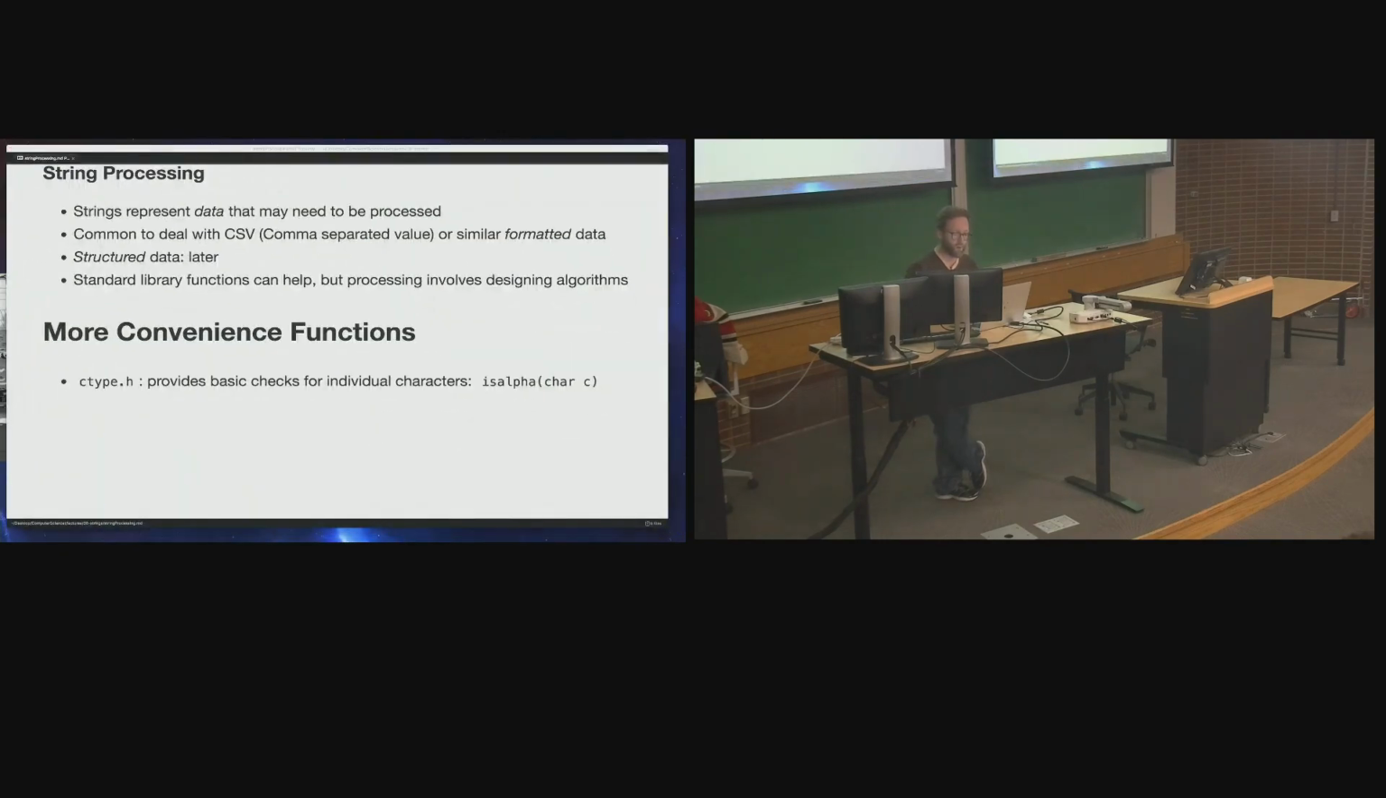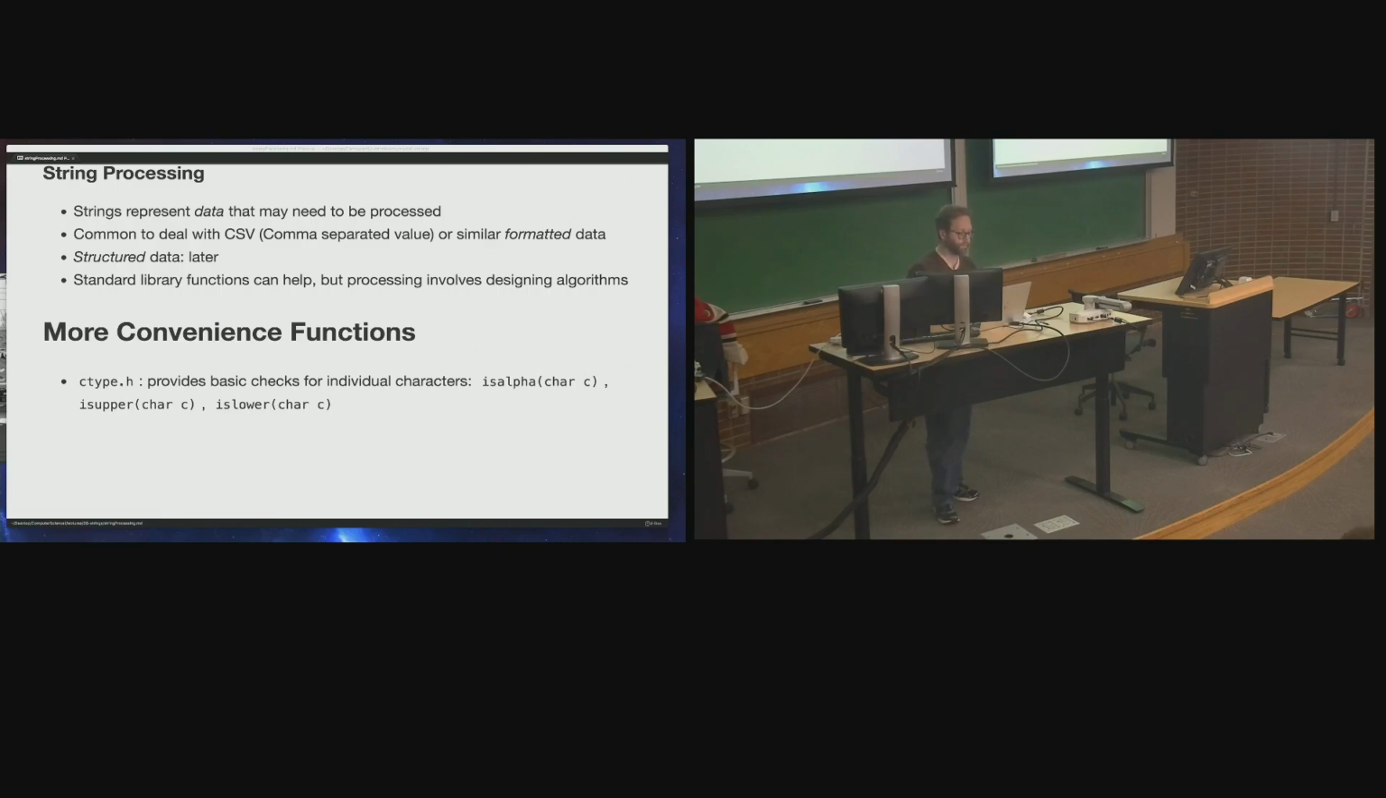So those are two more that you can add to the list. isupper, all right, char c, and islower, char c. So there are convenience functions that allow you to determine whether or not a particular character is a lowercase character, is an uppercase character, or is an alphabetic character to begin with.